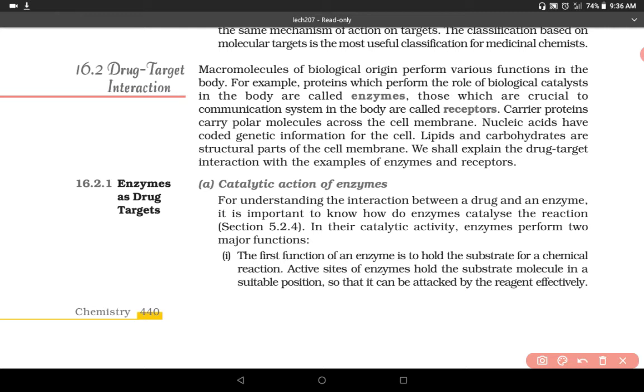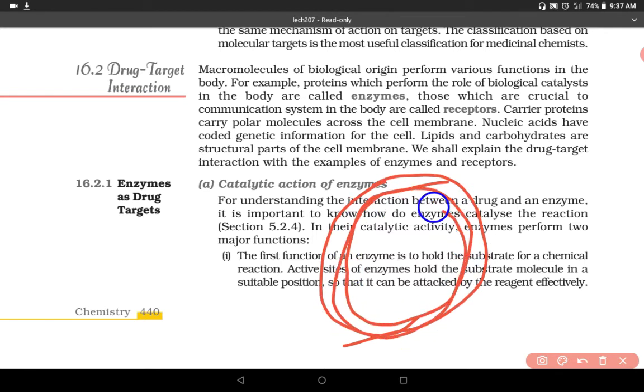Carrier proteins carry polar molecules across the cell membrane. In the human body, there is no cell wall present, only a cell membrane. So in this cell membrane, carrier proteins carry polar molecules.